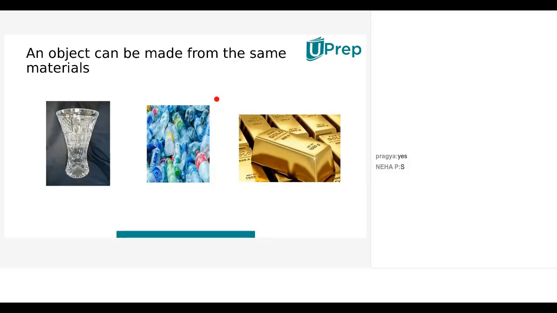Next. An object can be made from same material. Same material. So with all these models and all this, it's breaking a lot. It's breaking a lot.